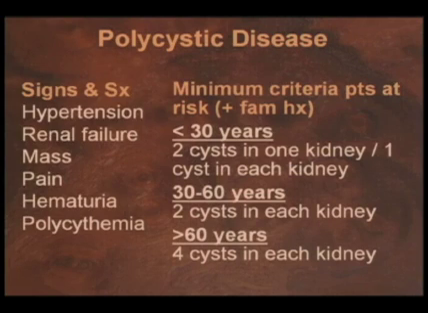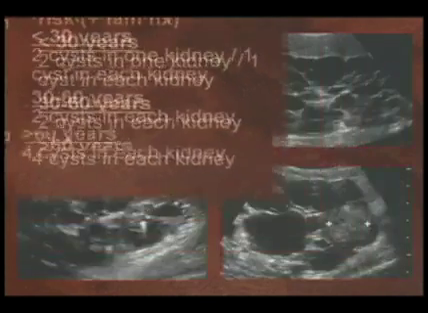When you're trying to make the diagnosis in a patient at risk, i.e. a patient who has an affected family member, the criteria are below the age of 30, you have to see 2 cysts in one kidney or 1 cyst in each kidney. Between the age of 30 and 60 years, you have to see at least 2 cysts in each kidney. And over the age of 60, you need to see at least 4 cysts in each kidney. Now realize these criteria will only be applicable to patients who are at risk, patients who have affected family members. If you applied these criteria to the general population, you'd be diagnosing polycystic disease much too frequently.